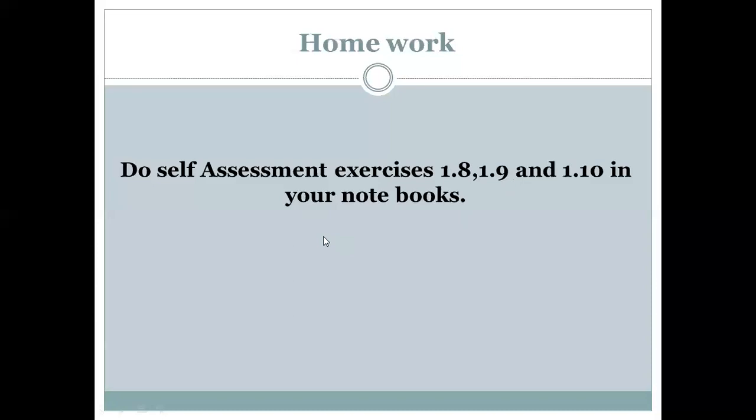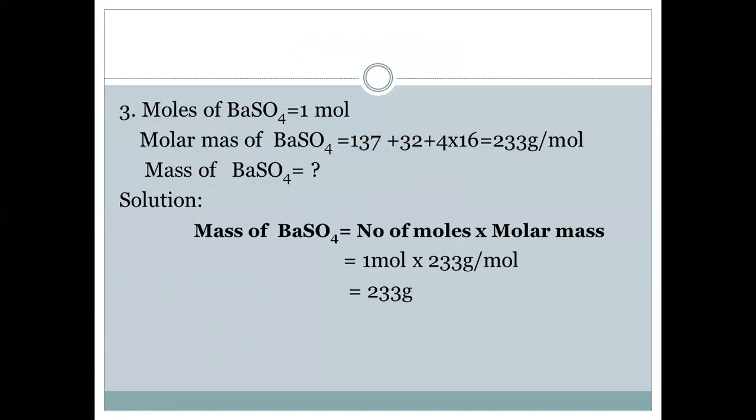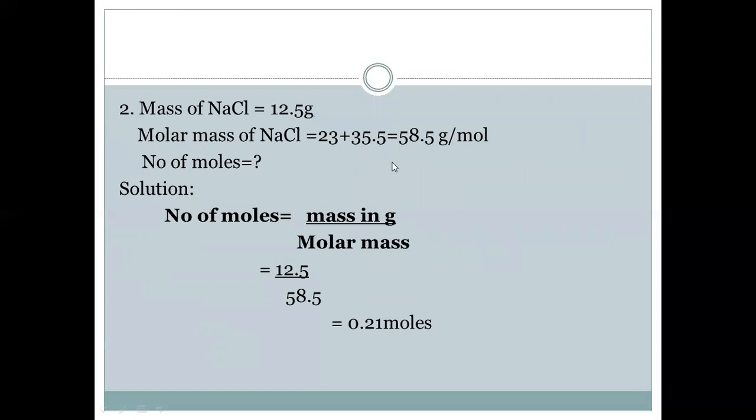All these examples and self-assessment exercises which we have done now have two formulas. One formula is the mass formula, which I told you. If moles are given and they ask about the mass, then we will use this formula: mass of compound is equal to number of moles multiplied by molar mass. And the second formula: if masses are given and they ask about the moles, then we will use this formula: number of moles is equal to mass in grams over molar mass.